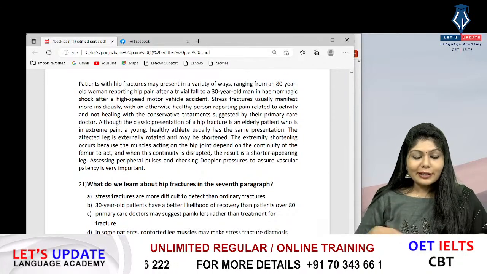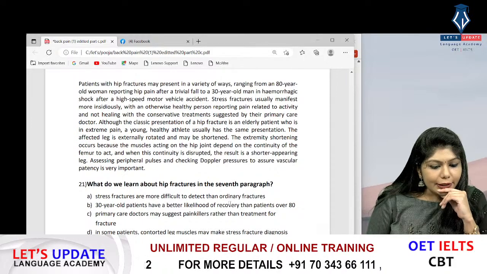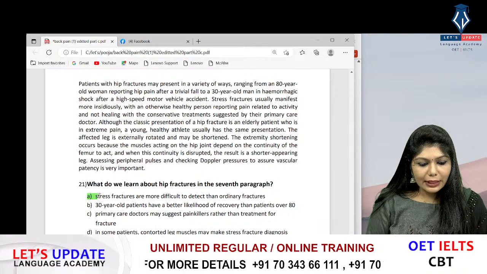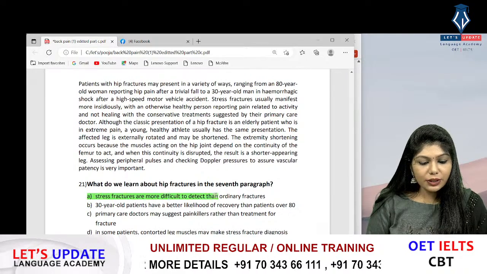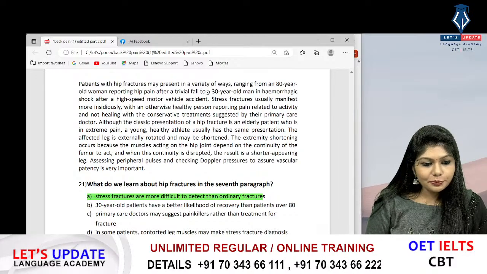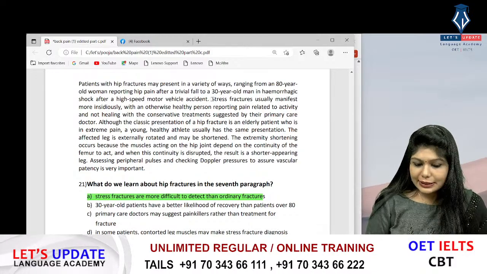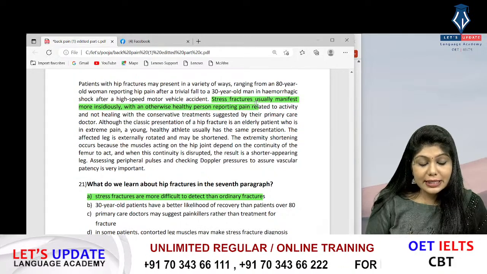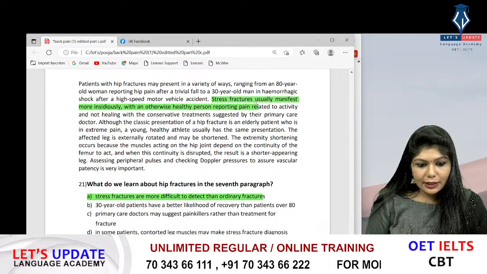Okay, so, right. The correct answer for this question is A, stress fractures are more difficult to detect than ordinary fractures. The reason being, look at the sentence: stress fractures usually manifest more insidiously. Okay.